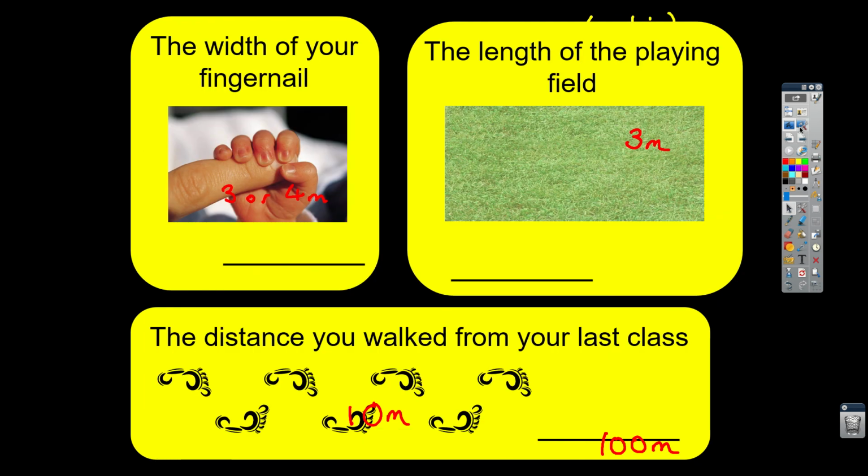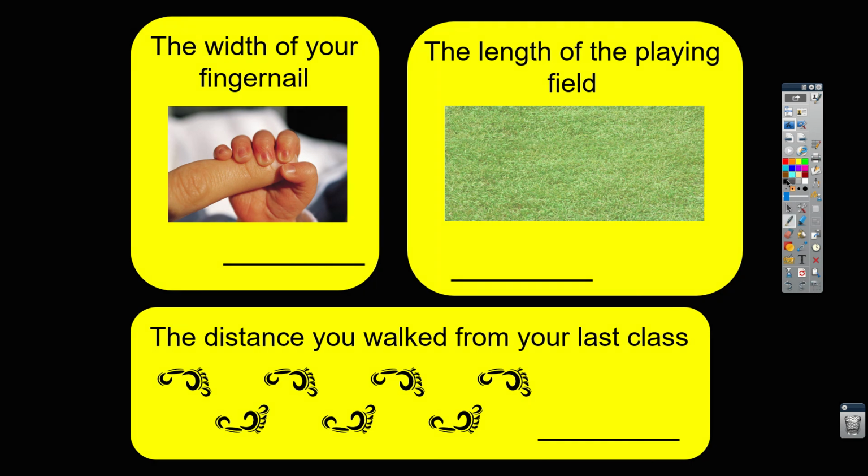Let's move on to some other units as well. The width of your finger now, if you look at it for a second, the units to use are going to be the small units because your fingernail is small. I would say roughly 2 millimeters is pretty accurate. The length of a playing field depends on the playing field, I suppose, but if it's a standard one, then I guess something like 100 meters again.